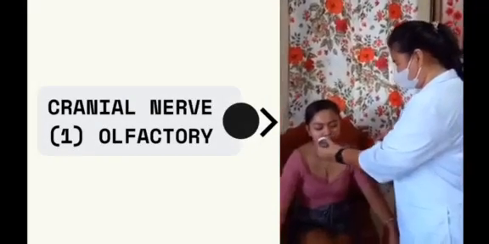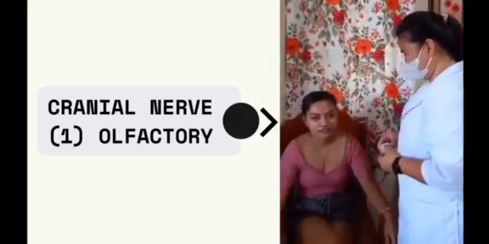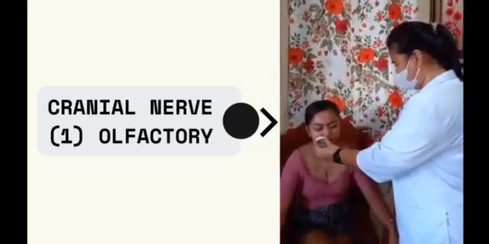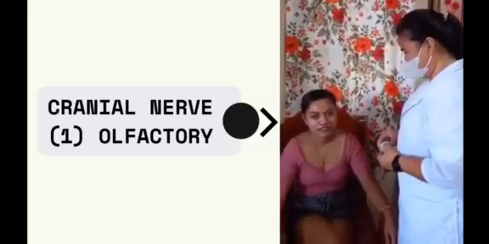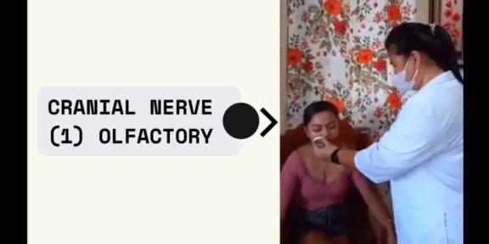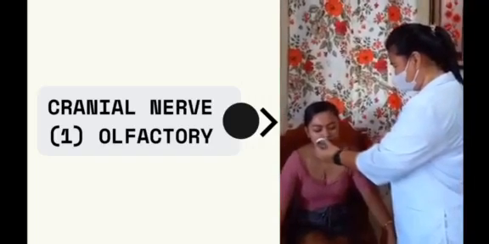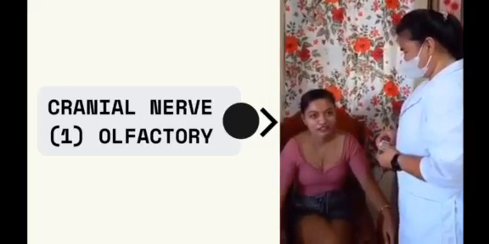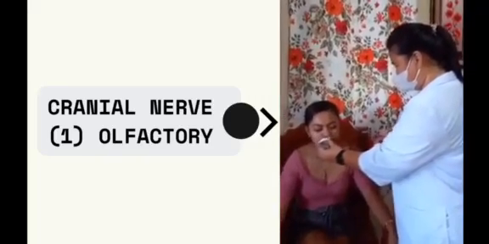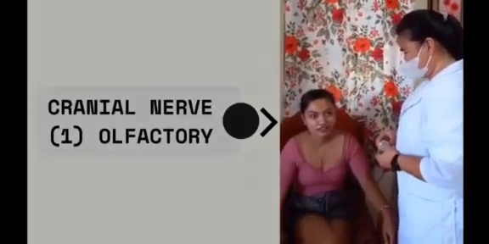We're gonna test the cranial nerve 1, which is the olfactory, the sense of smell. I put something near to her nose and tell her to tell me what she smelled. So the patient guessed what I used to smell into her nose, and she did it. And so the cranial nerve is intact.